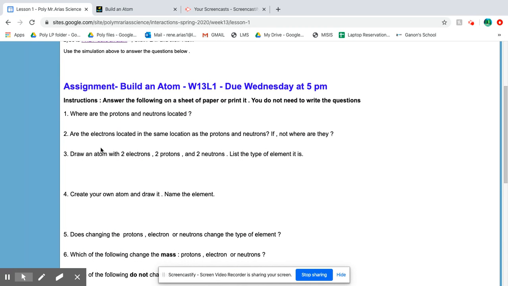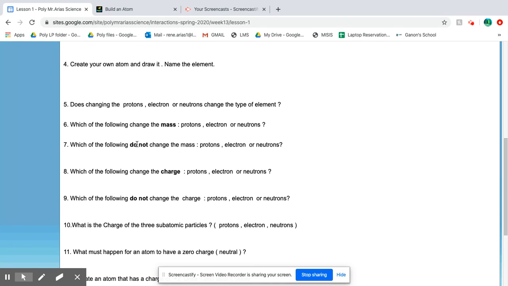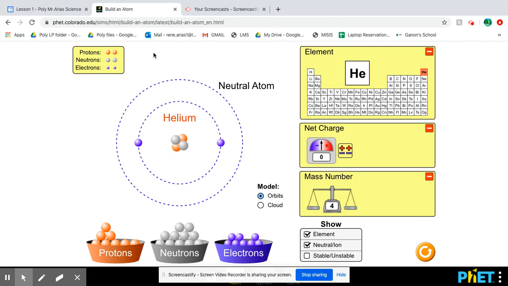Okay, so for example, let's look at this one. Which of the following do not change the mass of the protons, electrons, or neutrons? Well, I would just look at the mass. I would mess around with this. Let's see, put an electron. Oh, that didn't change. Put a proton. That did change. And I can put a neutron and so forth. So you just gotta play around with it until you get the answer for the questions. I'm not looking for 100% answers. This is just for you to explore it.